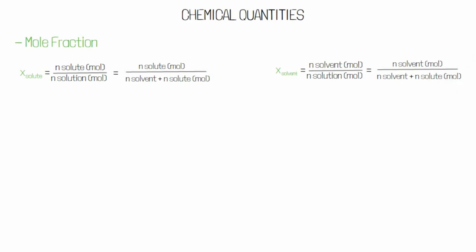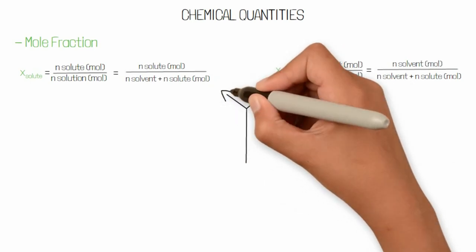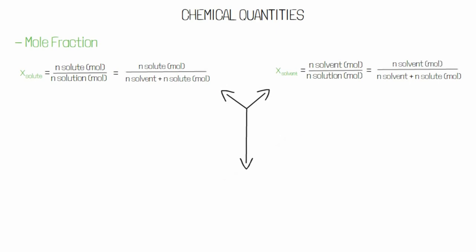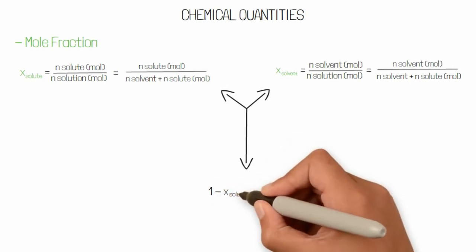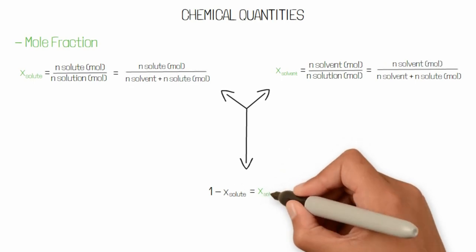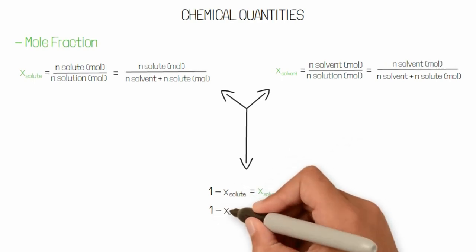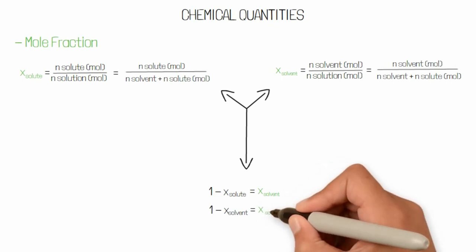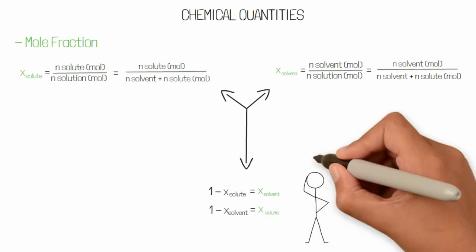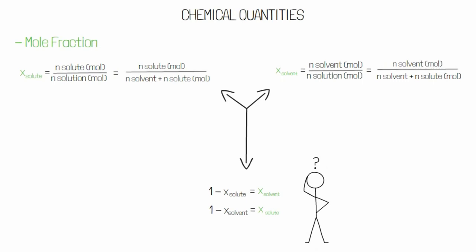Now keep in mind the mole fraction, as the name is telling you, is a fraction. So this means that I can use one of them to calculate the other one. So 1 minus x solute equals x solvent, and 1 minus x solvent equals x solute. How is this possible? Well, because this is a fraction, so it's the same concept of fractions in math. Let's do a simple example. It was done plenty of times in primary school. Let's go back to primary school now.